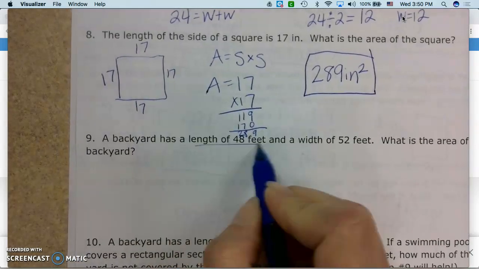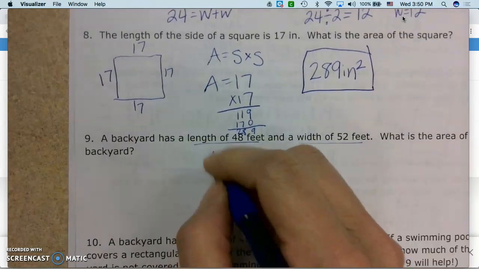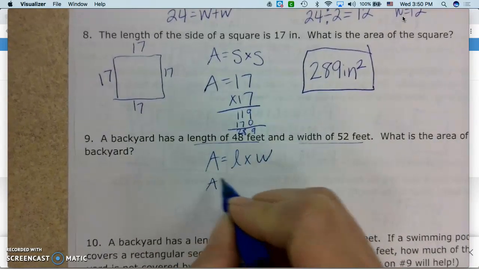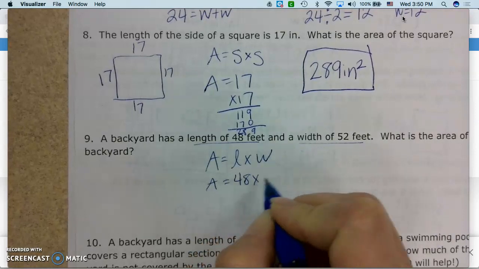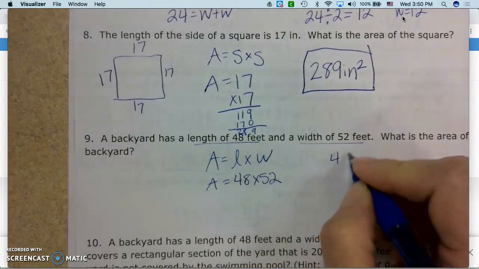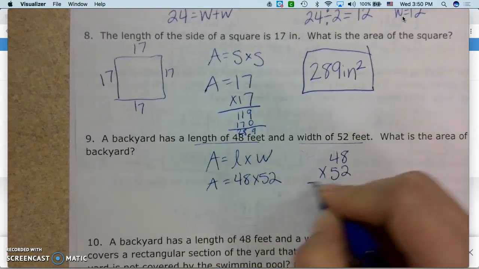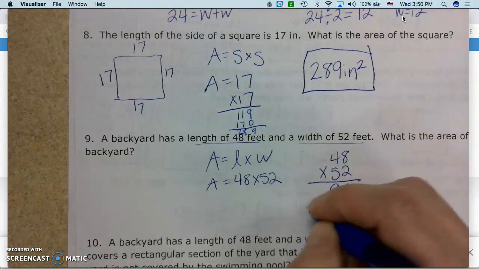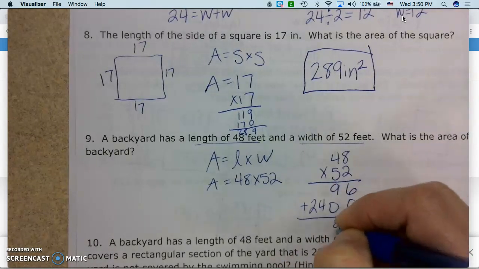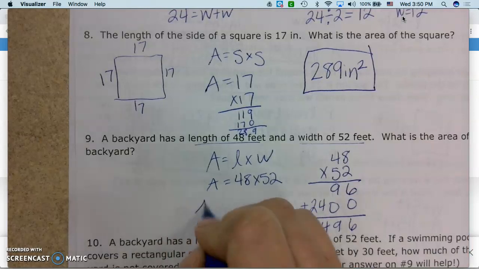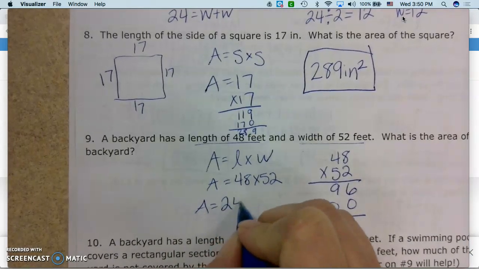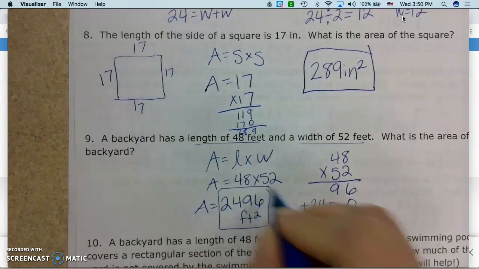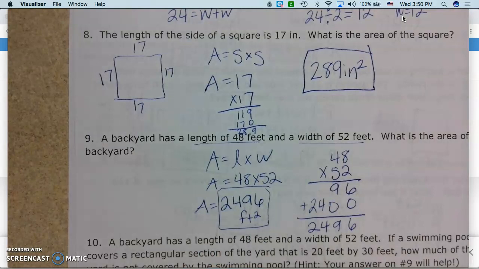Okay, they tell us the length and the width, and we have to find the area of the backyard. Write down your formula. Area equals length times width. My length is 48, and my width is 52. So then I'm going to have to multiply those two numbers. And so my area is 2,496, and it would be square feet. Area is always squared.